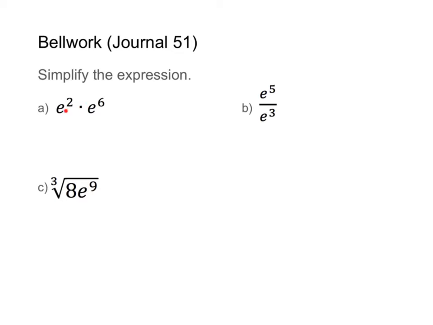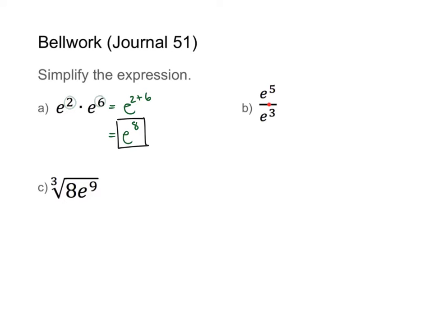So if they have the same base and you multiply, you can add the exponents. So I'm going to take these exponents here and add them. So that's going to look like e 2 plus 6, which gives me e to the 8th power, because 2 plus 6 gives me 8. And so then that's pretty much all I can do. I can't simplify this any further. So addition, you have to add, multiplication, you have to add the exponent.